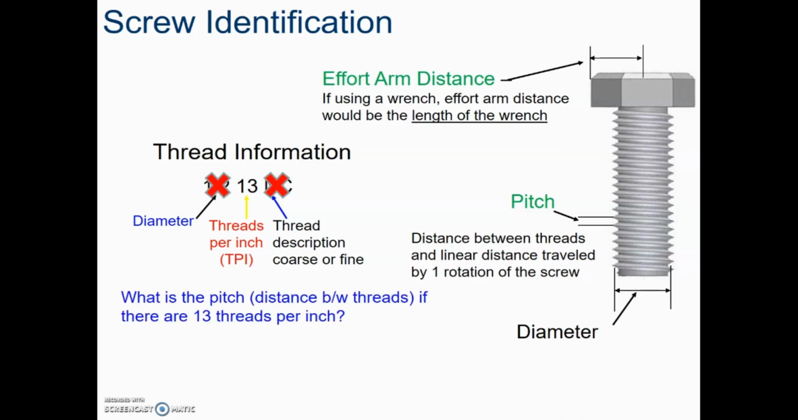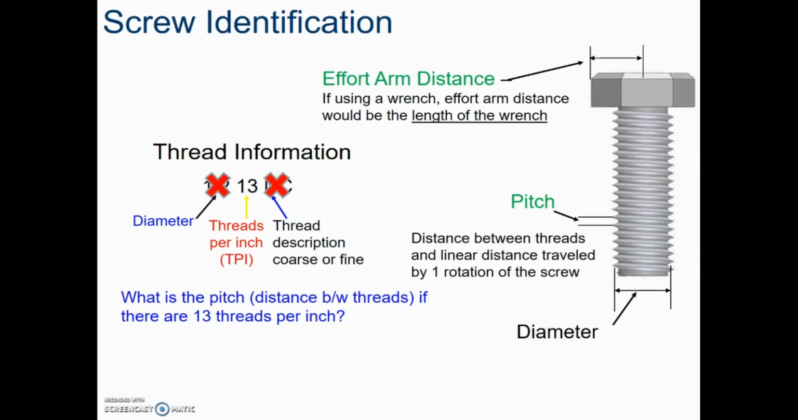Let's do a quick example of what that looks like. So let's say we have a question: what is the pitch, or really, the little tiny distance between those threads, if there are 13 threads per 1 inch? So if we think about it, I have 1 inch of space. I have 13 threads inside there. I need to figure out how much distance I have per thread.